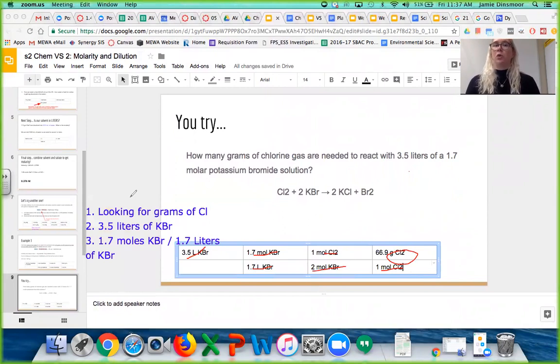So now we would actually multiply all of that out, right? Doesn't help that I colored all over it, but we would do 3.5, 1.7 over 1.7, that's 1, right? So we can kind of ignore that. You could also multiply by 1.7 and divide by 1.7. Then we're going to divide by 2, and then we're going to multiply by 66.9, and you should get 117.08 grams of chlorine gas.